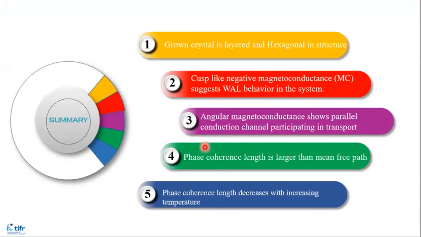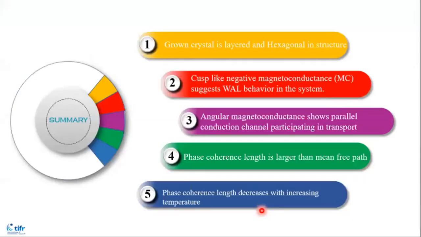And this weak antilocalization happens when your phase coherence length is larger than the mean free path, and that was already verified with other experiments, but I did not explain it here. For simplicity, I did not put in those data. And the last one is that the phase coherence length decreases with increasing temperature, as I showed earlier, where the phase coherence length dies out with increasing temperature. And thank you. Thank you very much.